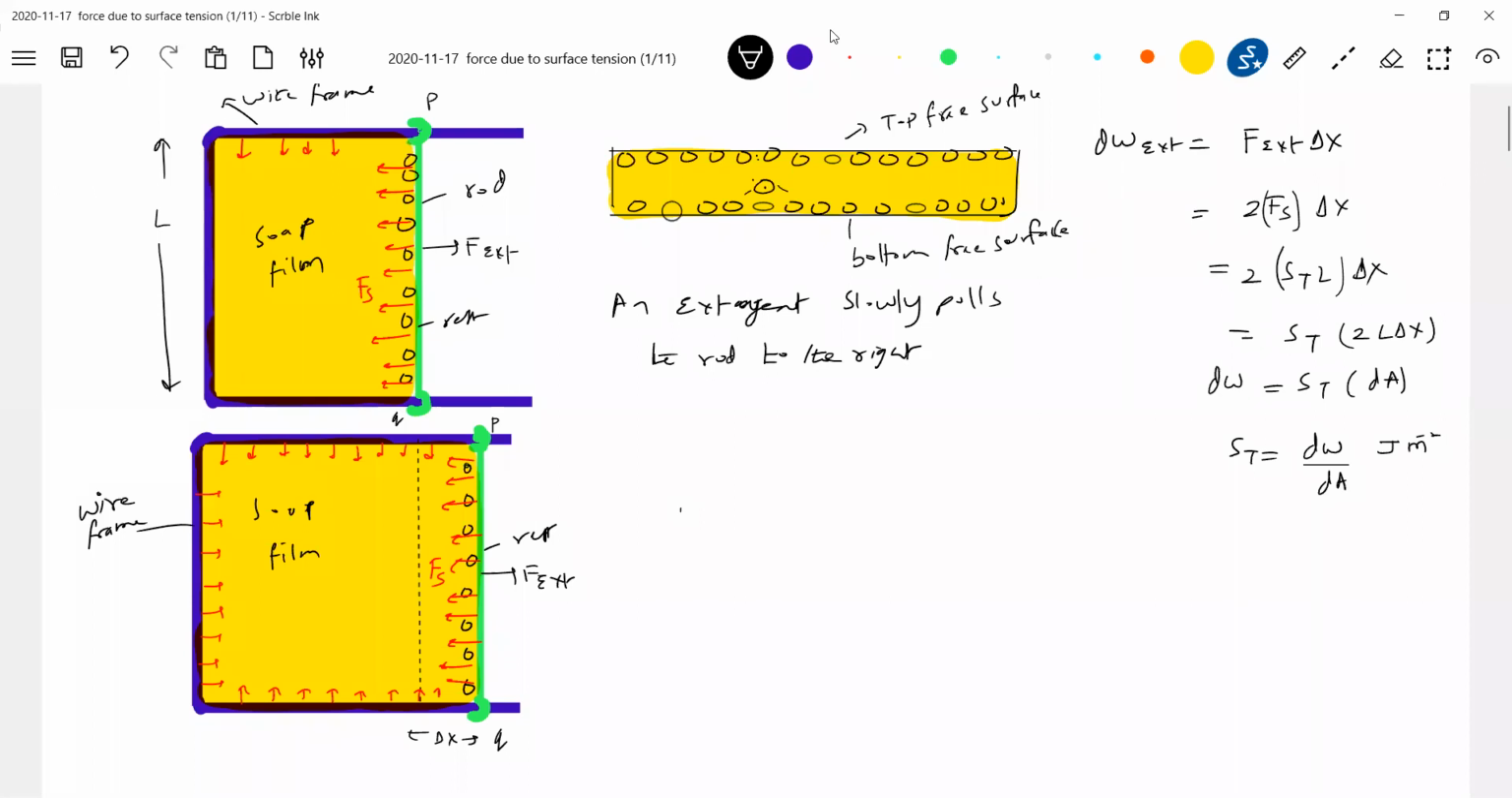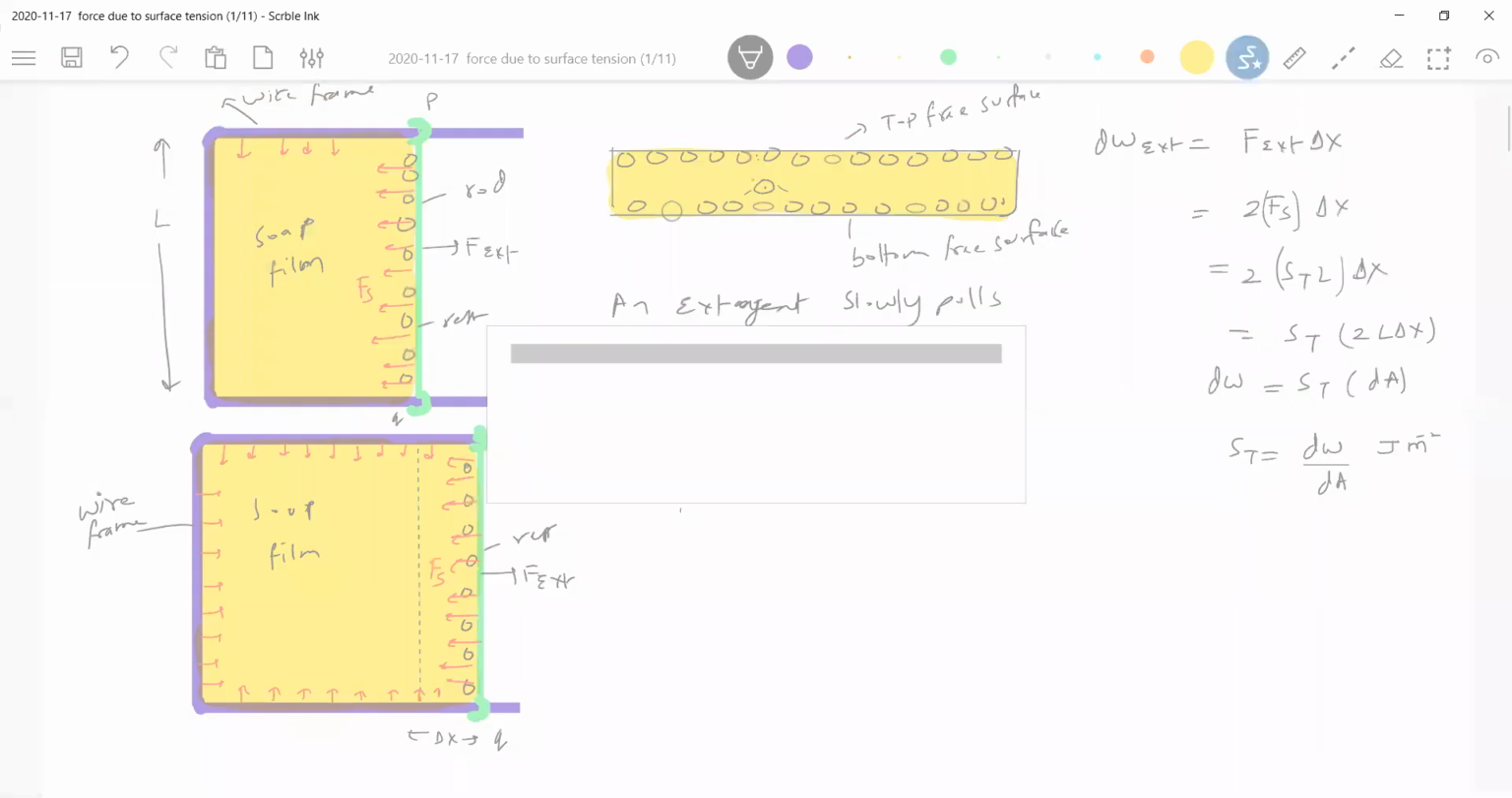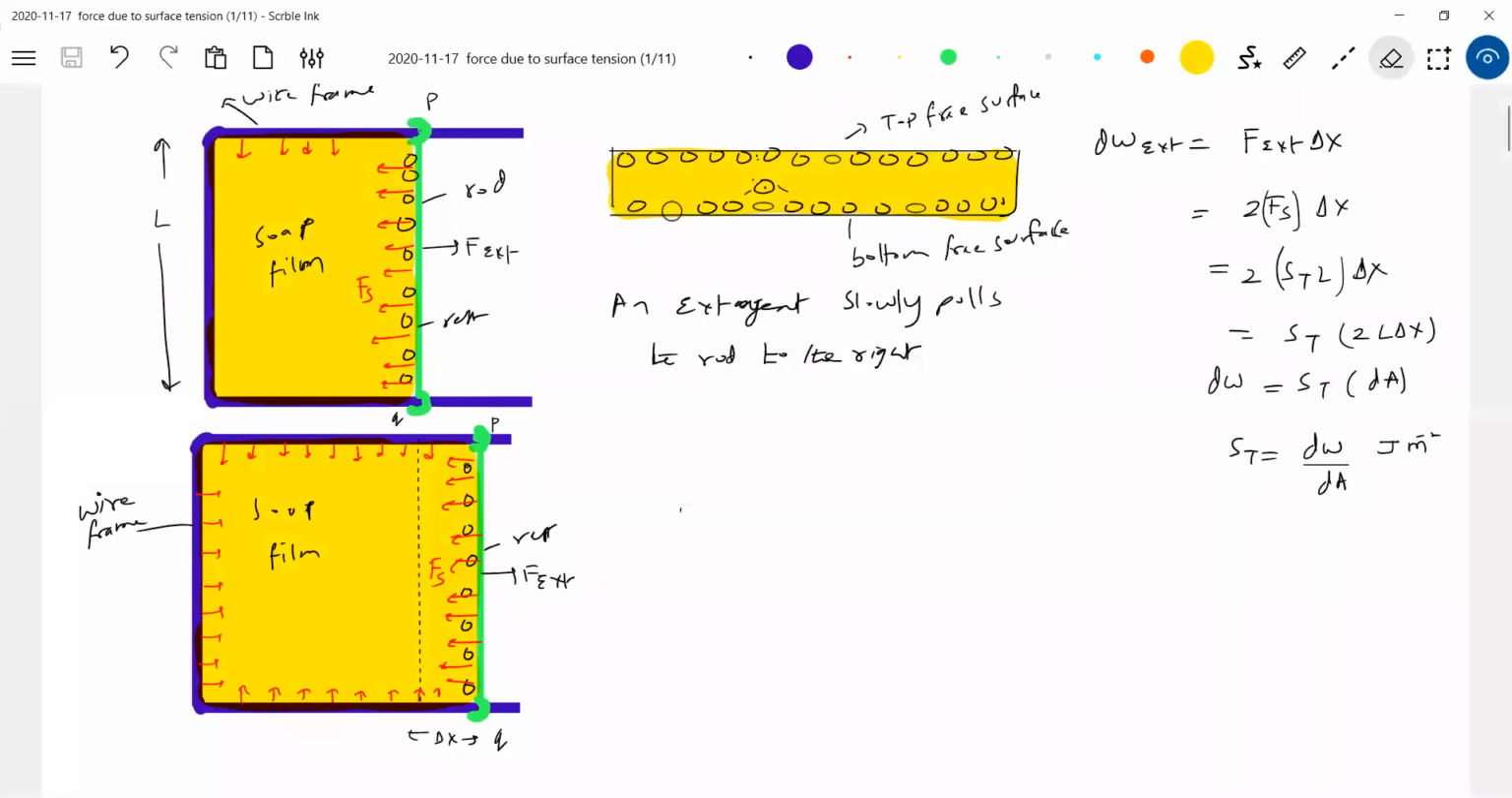So now I'll do work. See, you have to go back to the work point idea. I'm an external agent. I'll slowly pull the rod. I'll do some mechanical work. Some of my mechanical energy got decreased. Where has that energy gone? Converted into increase in surface energy. Now you can ask the question, why will the surface layer of a liquid possess energy?